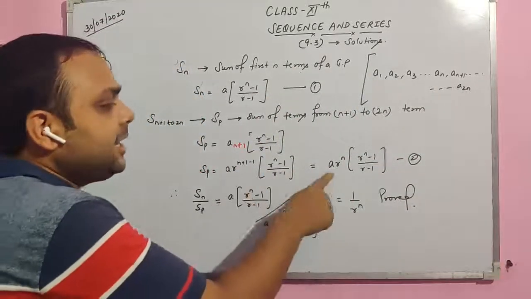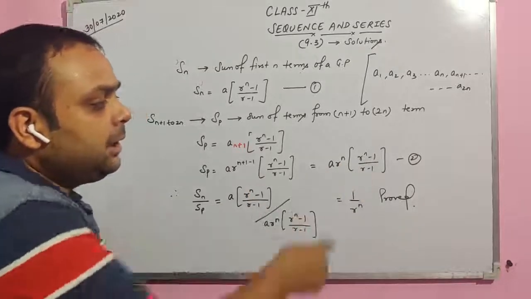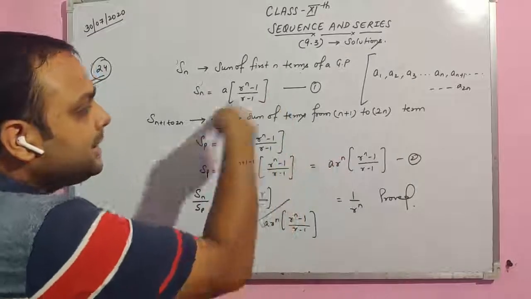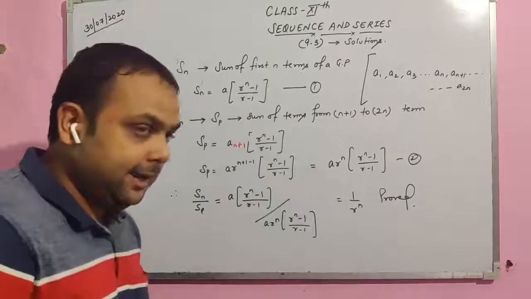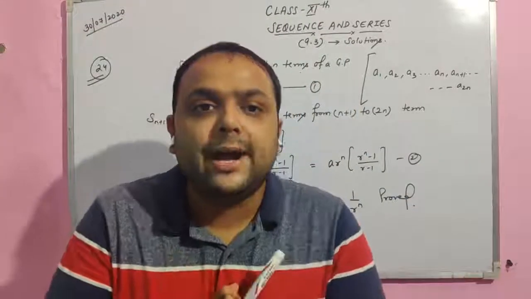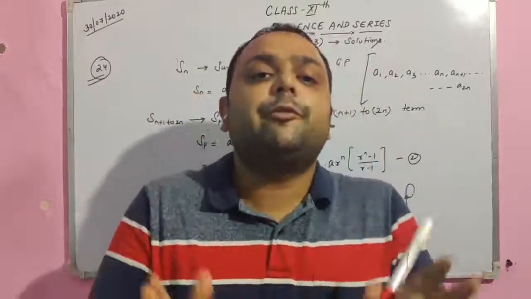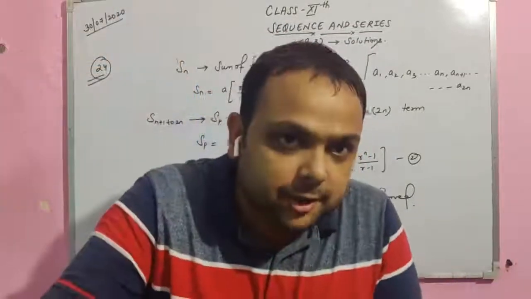Now this can be written as ar to the power n upon r to the power n minus 1 upon r minus 1. Dividing both, everything gets eliminated, a and a also eliminated, and we get only 1 upon r to the power n. So basically in this question we have to find the ratio of the sum of first 100 terms and the sum of next 100 terms.